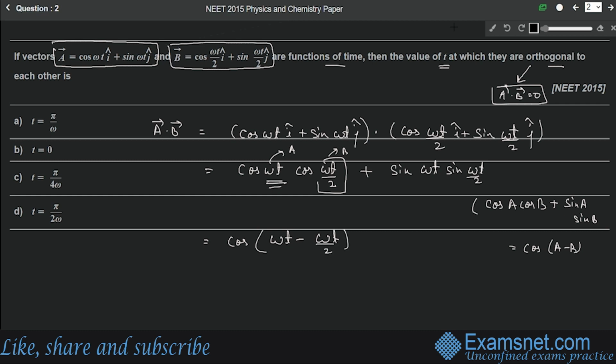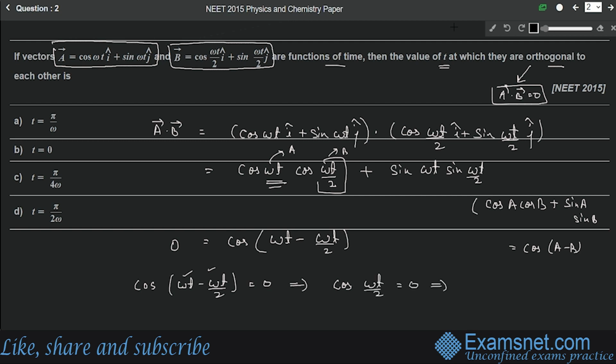And on the left hand side, it will be 0 because we know that if they are orthogonal, their dot product should be 0. So cos(omega t minus omega t by 2) is equal to 0. So let's write it like this: cos(omega t minus omega t by 2) is equal to 0. Omega t minus omega t by 2 means what? It will be equal to half omega t. So cos omega t by 2 is equal to 0.